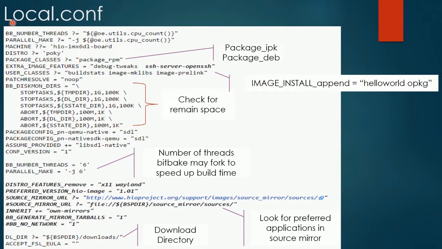The next file is local.conf. This file gives BitBake instructions on what to do. So for example, we specify the machine variable over here. We tell what packages should be distributed, install extra images or features, and if we want to install other applications, we can also specify over here. We can also specify the number of threads and parallel make that BitBake can have, to download the application from the source mirror, and where to store the download files.